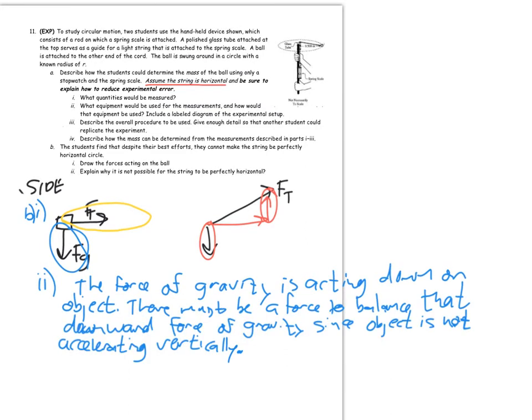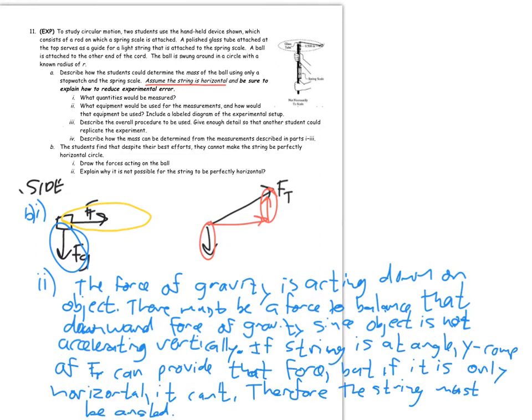And then the last thing to really tie this all together is if the string is at an angle, the y component of tension can provide that force. But if it's completely horizontal, there is no y component of tension. And I'm just going to wrap it up by saying, therefore, the string must be angled, bringing all of this together to really get back at the ultimate question of why the string cannot be perfectly horizontal.